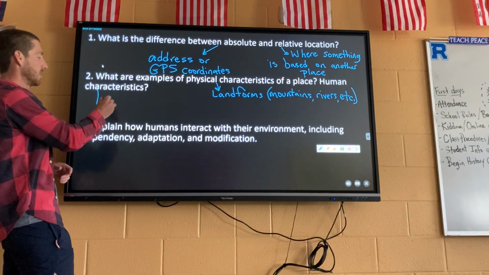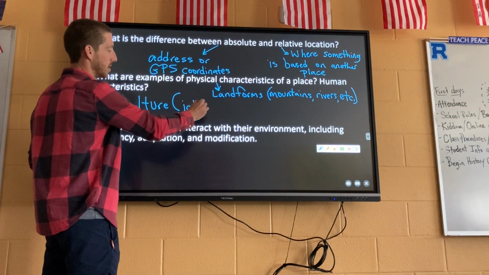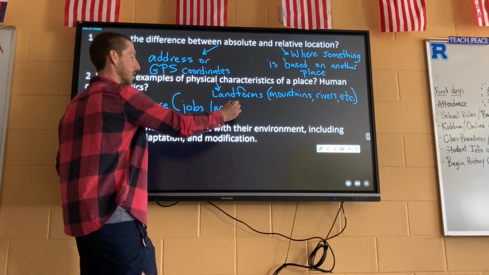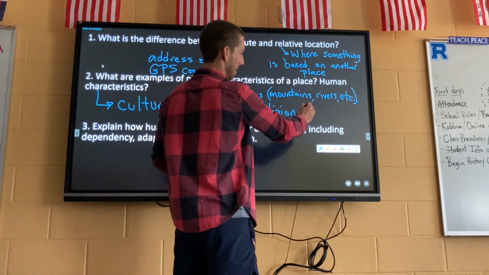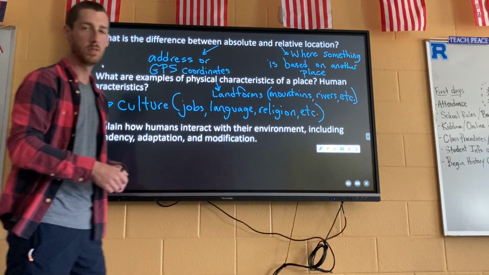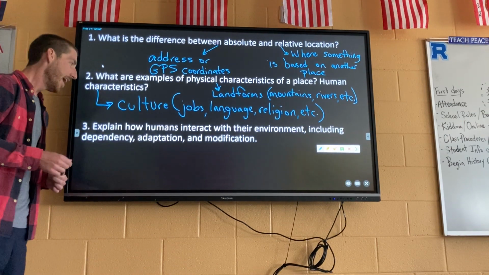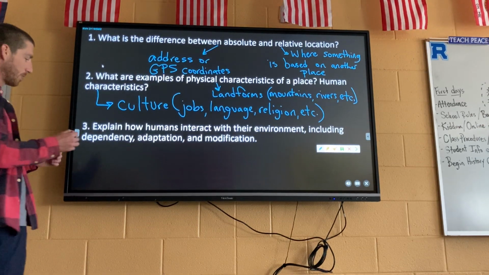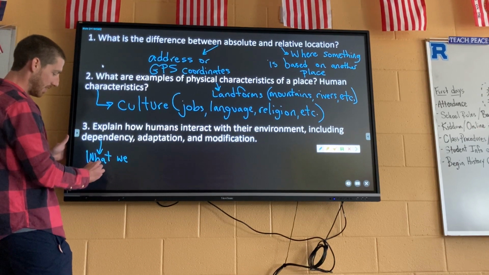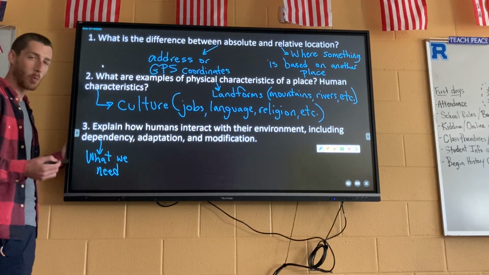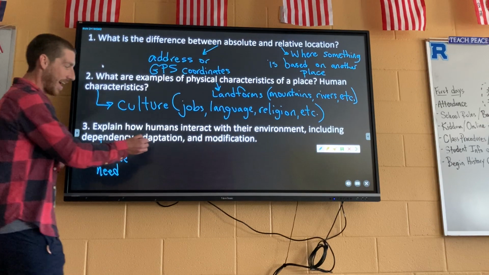Human characteristics, this is going to be culture. So what are your jobs? Language, religion, etc. Basically anything humans do, the kind of music we listen to, what our habits are, that sort of thing, what our customs are, okay? How do humans interact with their environment, including dependency? That's what we need. So things like water, we're dependent on water, you have to have water to live. So you live in an environment where the water is nearby, okay?